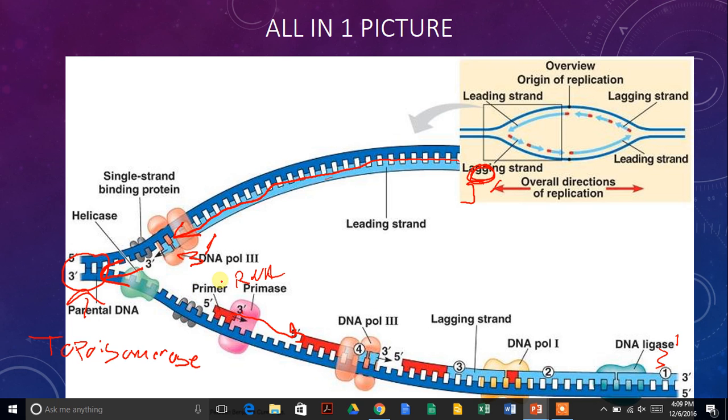After it's all done, DNA polymerase is going to remove the primers and fill in those primer chunks with DNA, forming little Okazaki fragments, and DNA ligase is going to join those Okazaki fragments together.